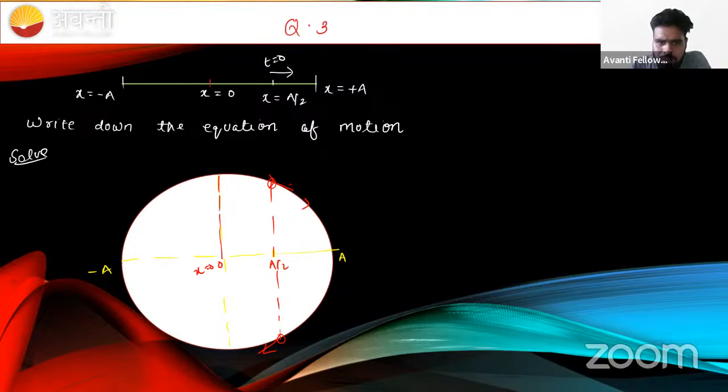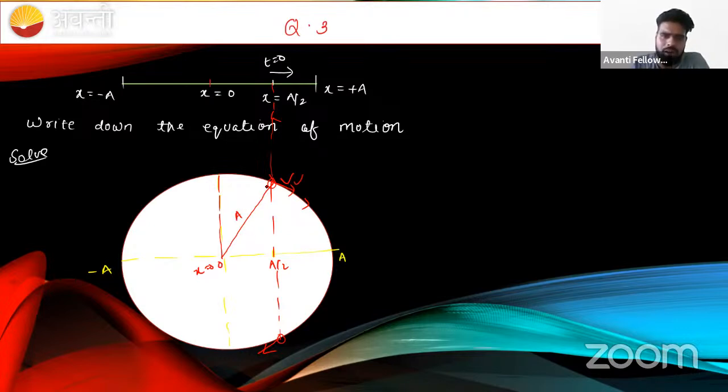At this point the direction of velocity is somewhere here. We know that our particle is moving in this direction, so we can say that this point is nothing but the projection of this thing. This is the correct position of the particle. Then what is the angle made by the particle? Here we can easily measure this angle.